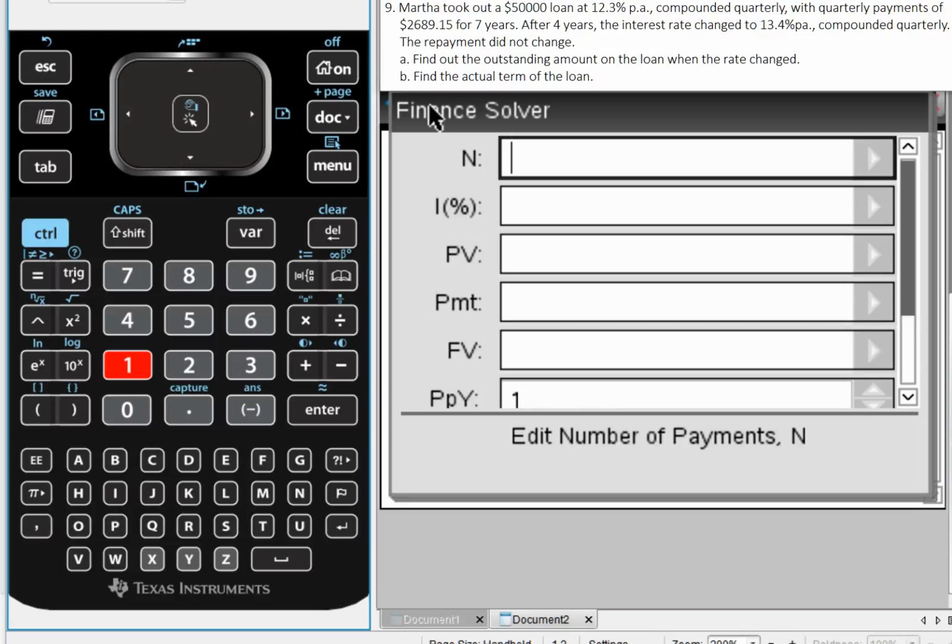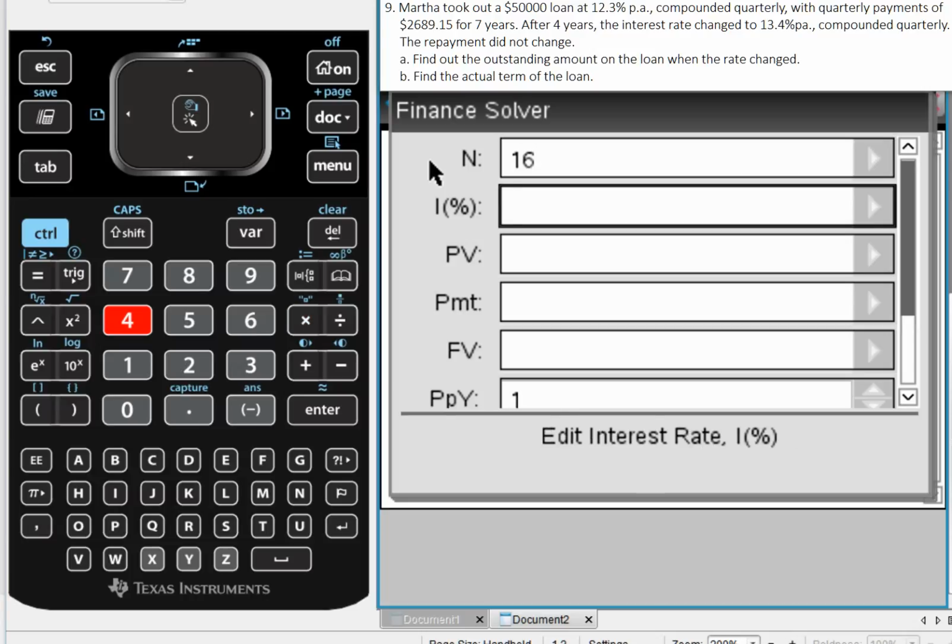So Part A asks us, find the outstanding amount on the loan when the rate changed. That is, after 4 years, how much does Martha still owe? So 4 years of quarterly payments, that's 16. The interest rate for those 4 years is 12.3%.